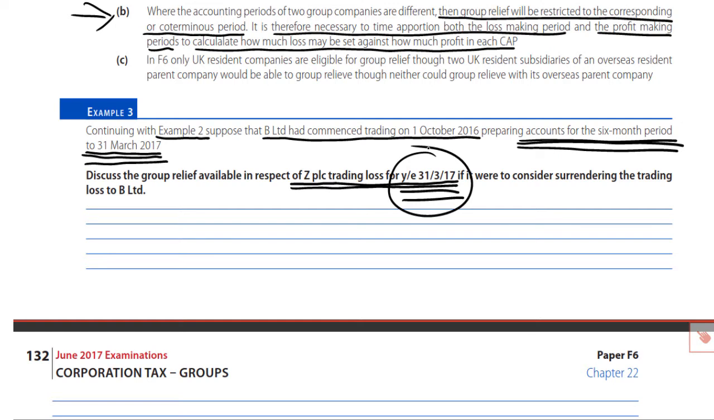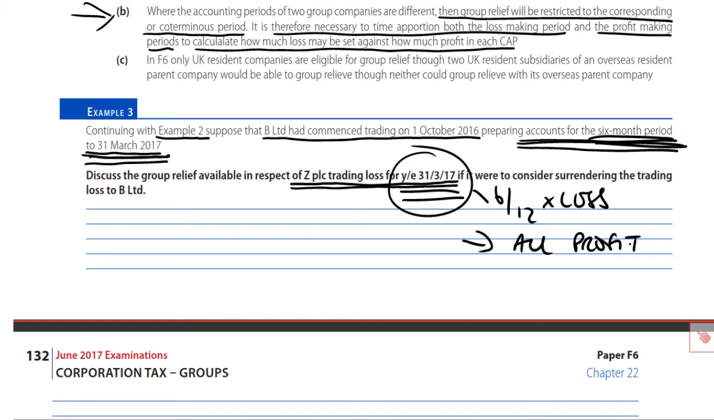So all we know is that we could now take just 6 months of the loss made by Z, because only 6 months of its year ended 31st of March 17 corresponds with B Limited's 6-month period to the 31st of March 17. So 6/12 of the loss could go against all of the profit made by B Limited in its 6-month period to 31st of March. But only 6 months of the loss corresponds with that 6-month profit period.